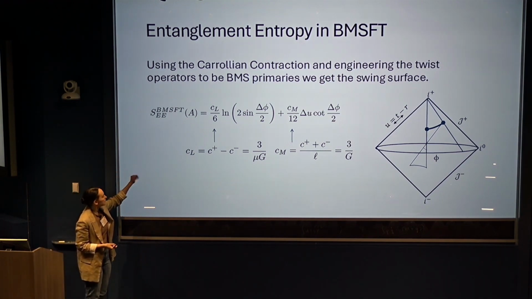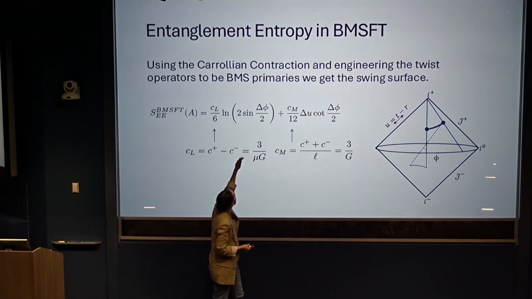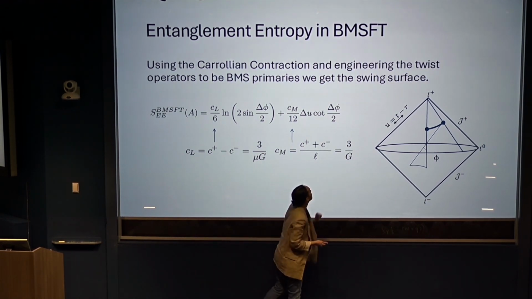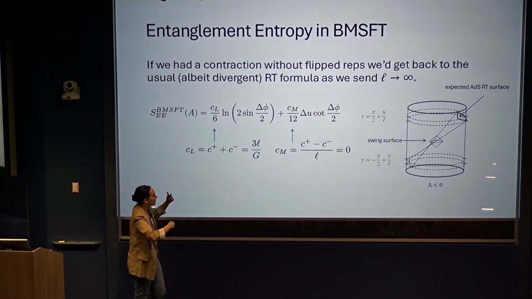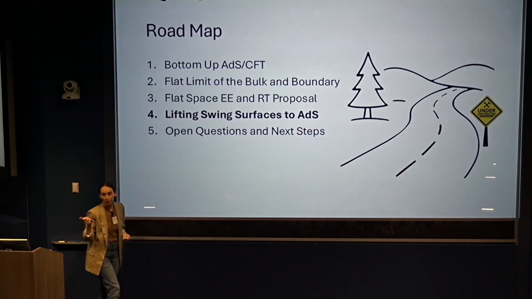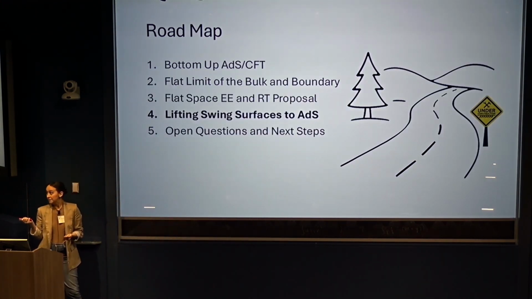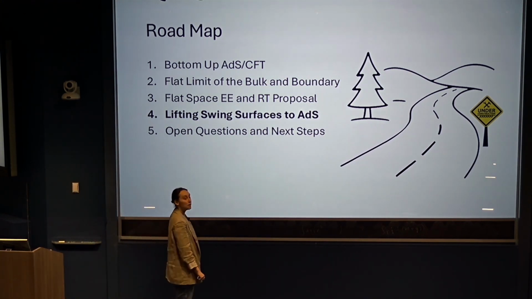But at the same time, now let's unpack what that would mean for the swing surface proposal. For the one contraction, we would get C left to 0, and we just get the swing surface bench. And then for the other contraction, I'm getting the usual RT proposal. Great. So any questions at that point? No. Good. So now we get to have fun.